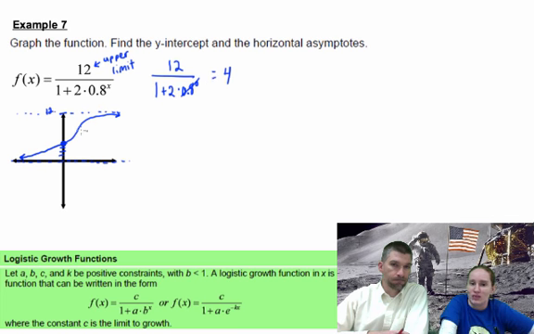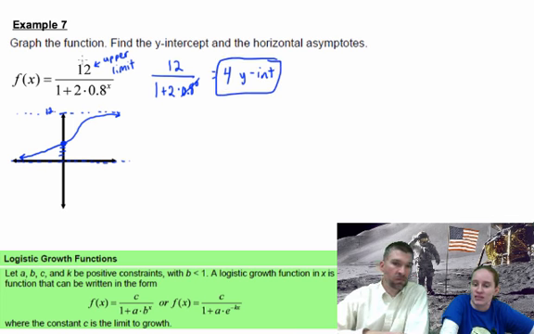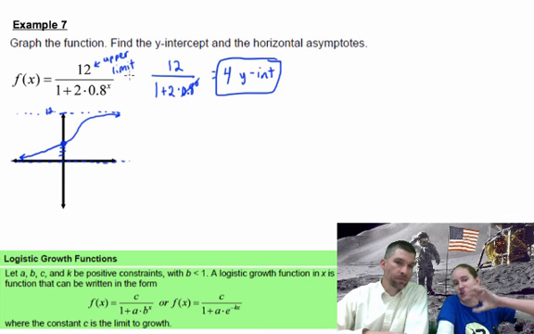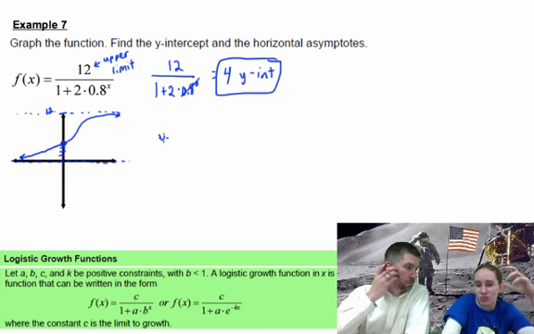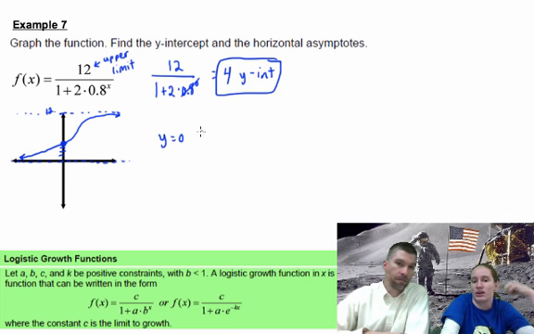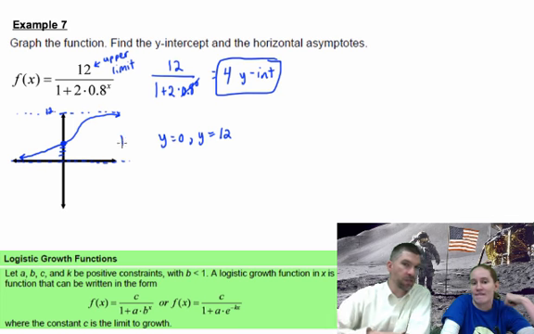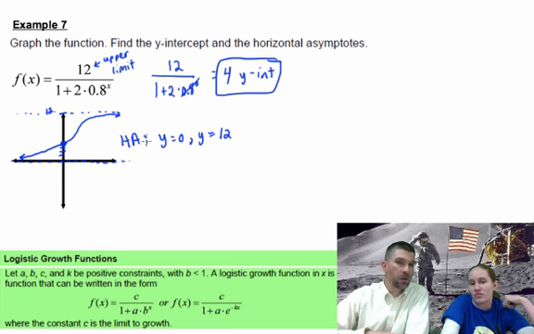The y-intercept we found by plugging in a 0 here. That part wasn't hard. The y-intercept is 4. The horizontal asymptotes come from, since it's not being shifted up or down, like there's no plus out here, there's one at 0, and then there's one at the upper limit, which is 12. On the logistic function, whatever number's in the numerator will be your upper limit.